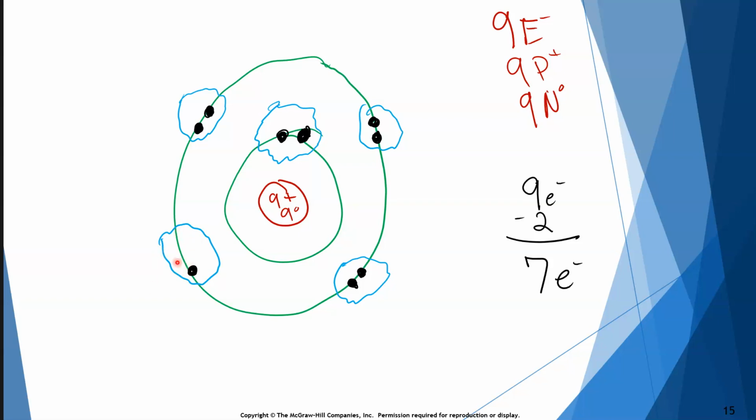And we'll talk about the importance of this missing electron later on. But so far, everything looks good. We need 9 electrons total. 1, 2, 3, 4, 5, 6, 7, 8, 9. We have 9 positive protons in the nucleus. We have 9 neutral neutrons in the nucleus as well. So this is a great image of what an atom should look like.